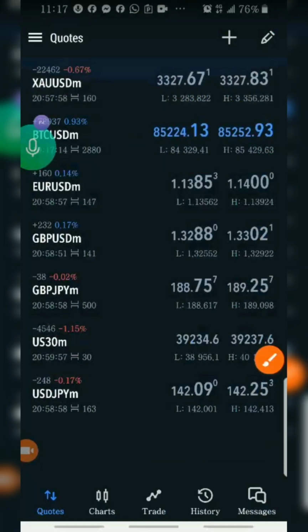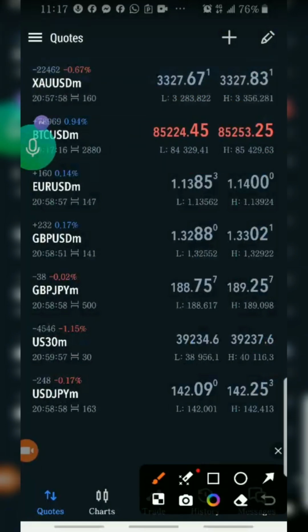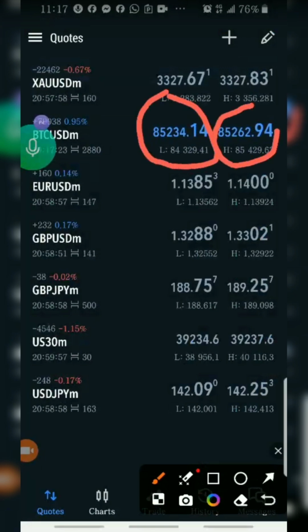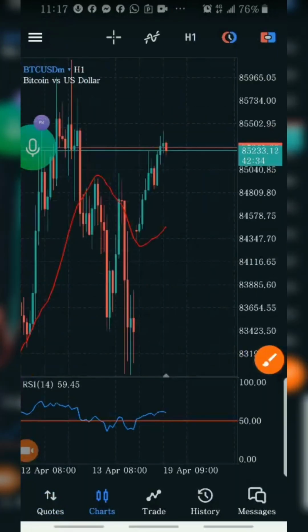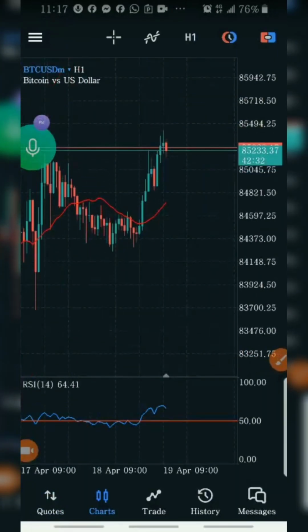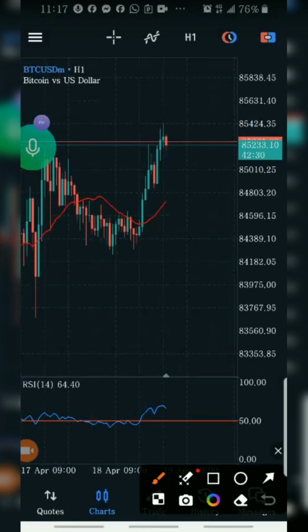This is the low that the market has traveled to since it opened, and this is currently where the market is now, the price is now. Let me open the chart. You can see it moving, right? Can you see it moving? Yes, it is moving. BTC is a crypto market, so it's a crypto pair.